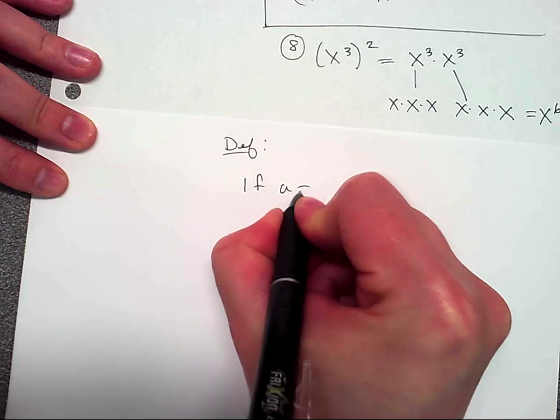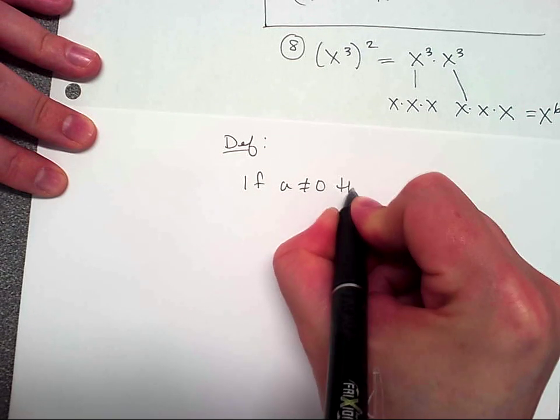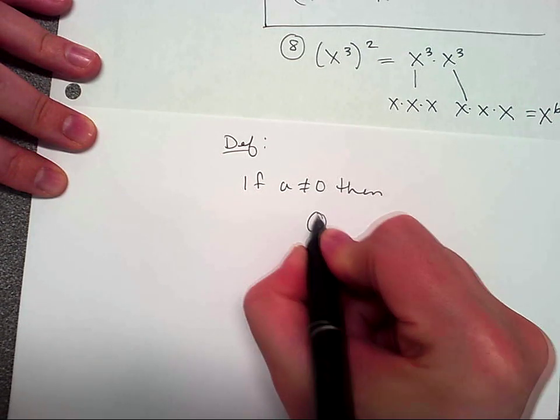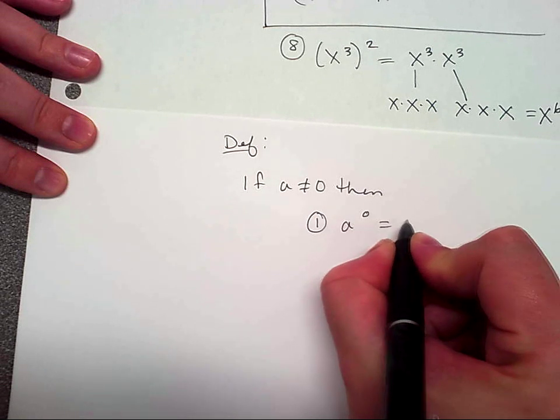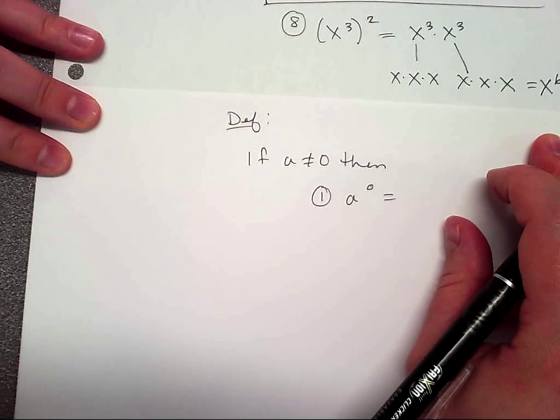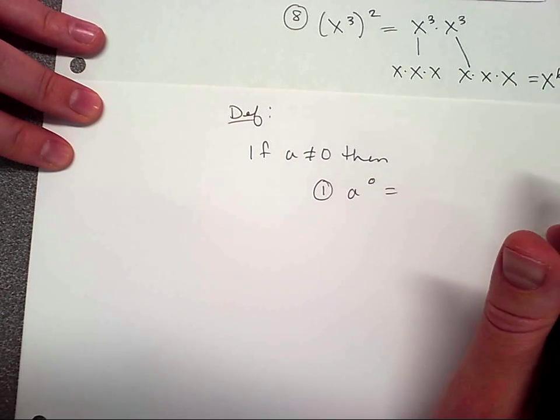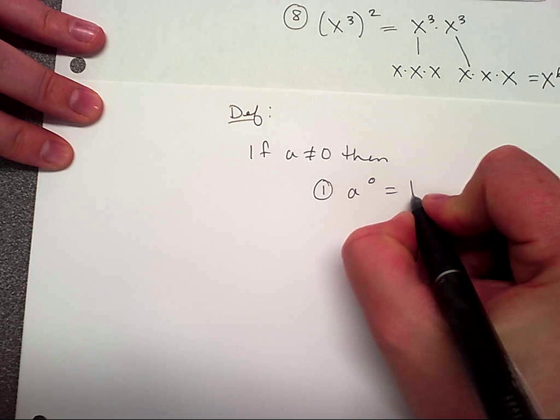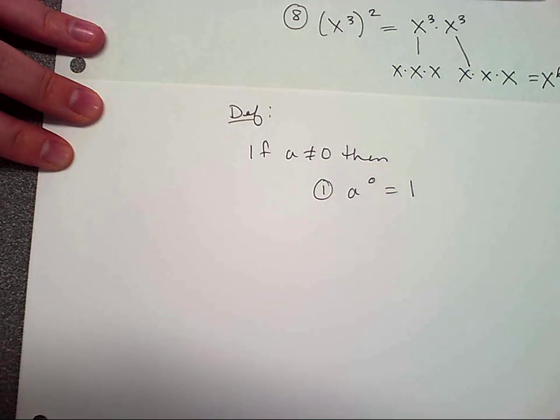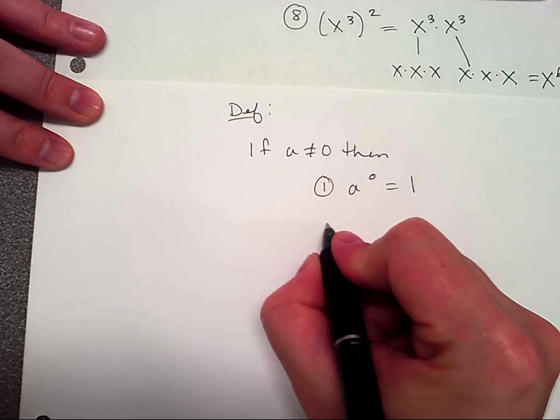If a does not equal 0, then a to the 0 power equals, what's anything to the 0 power? It's 1. Anything to the 0 power is 1. And we're taking that as a definition.